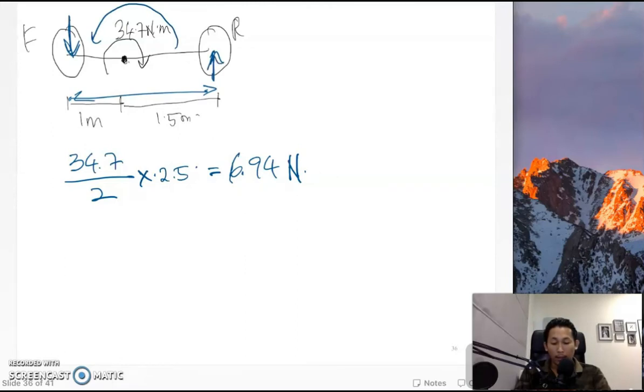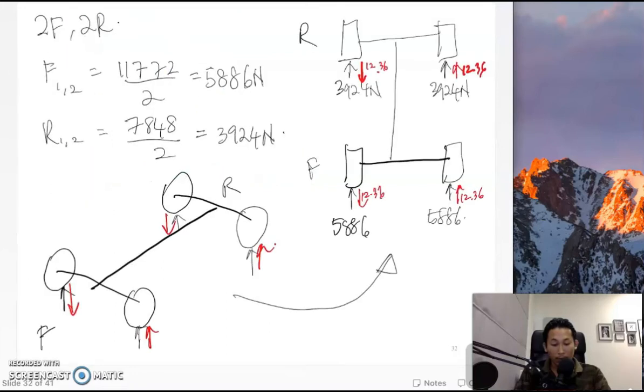Okay, the reaction. So front is going down. So front is 6.94, front 6.94, back up 6.94, up 6.94.